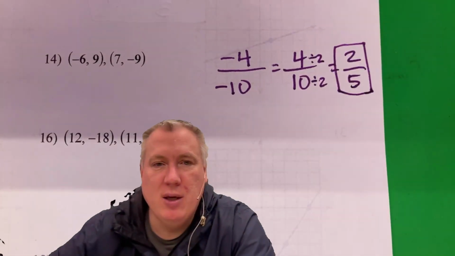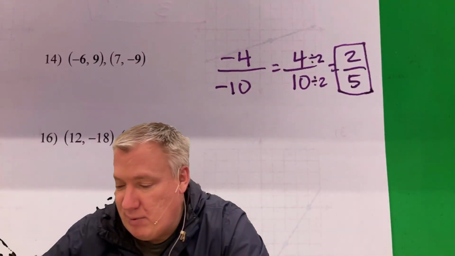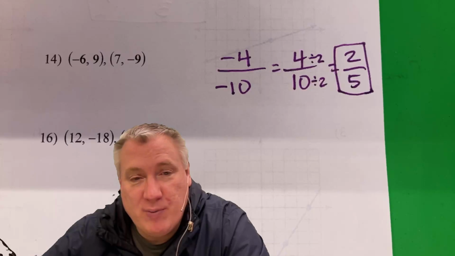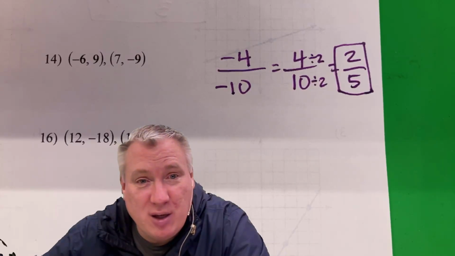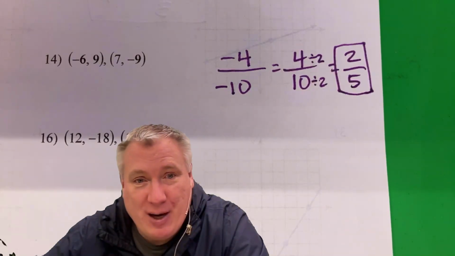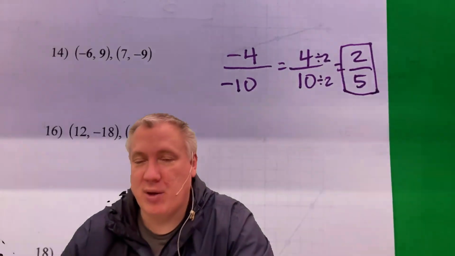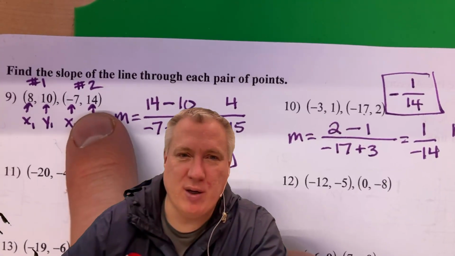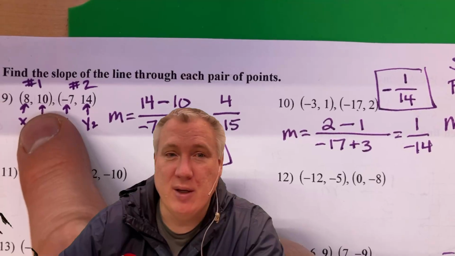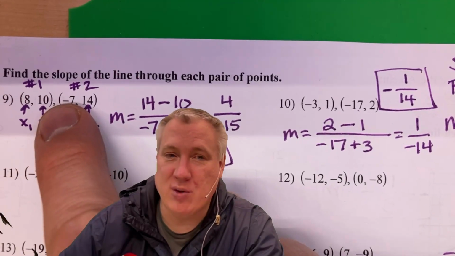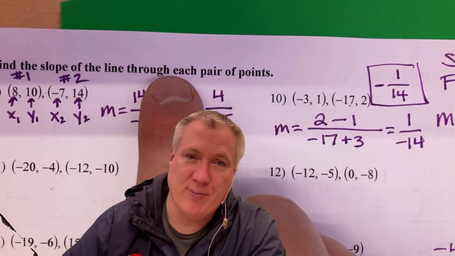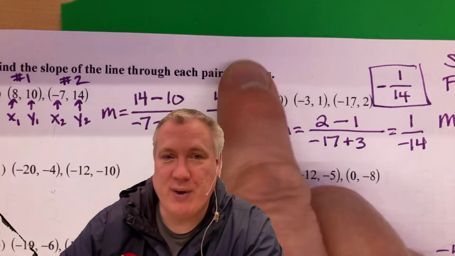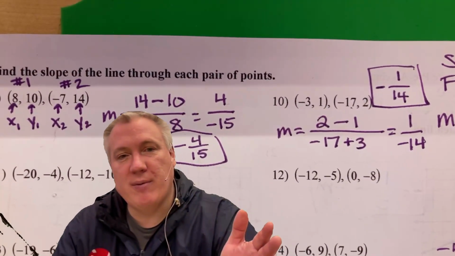Okay? And so that's it. That's the whole process. So make sure that you ask questions if you get stuck on this, or go back and watch the video again. But all you are doing is every time you're taking the second y coordinate and subtracting the first y coordinate, and then taking the second x coordinate, subtracting the first x coordinate, and putting those results in a fraction like this, and simplifying. That's it.